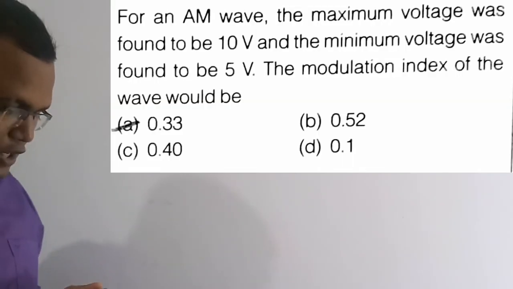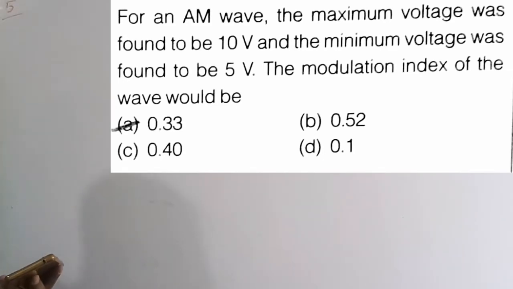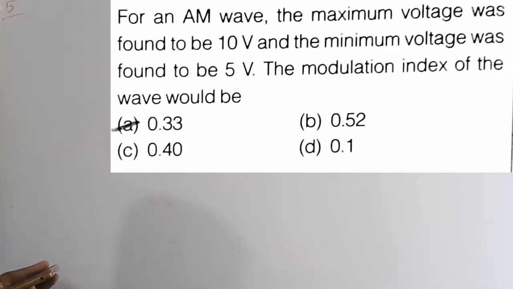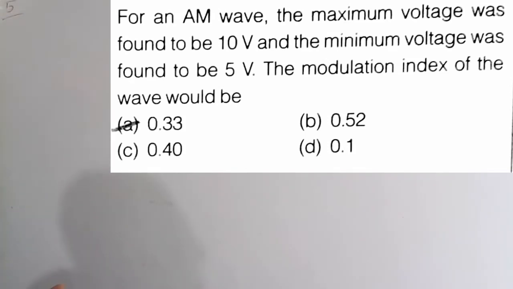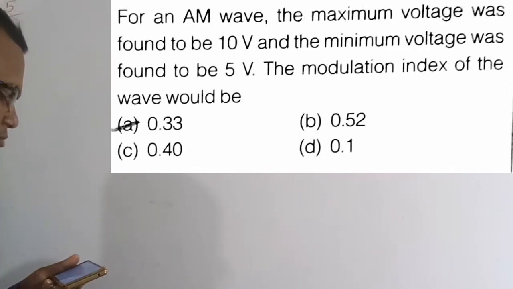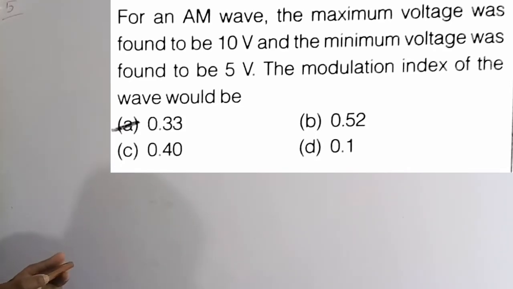So now we are going to solve the fifth question. See the question here. For an AM wave, the maximum voltage was found to be 10 volt and the minimum voltage was found to be 5 volt. The modulation index of the wave would be. Here they have given the maximum voltage and the minimum voltage of the AM modulated wave, and we need to find the modulation index. Option A 0.33, option B 0.52, option C 0.4, option D 0.1. Out of the four options, option A 0.33 is the correct solution of this question.